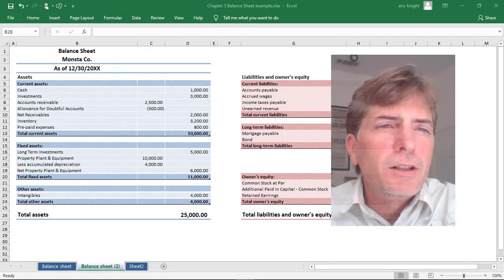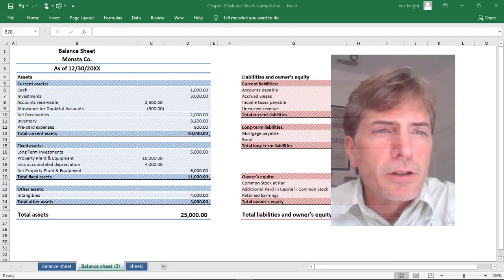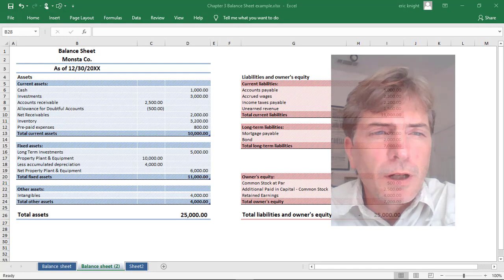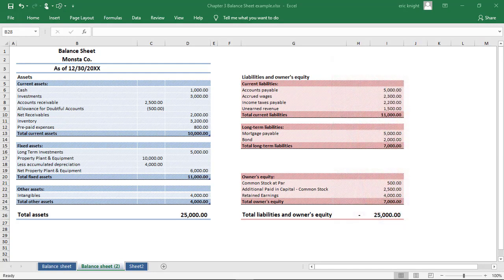So in this lecture, we're going to continue going through the balance sheet for Monsta. Now we've looked at some of the other stuff in the balance sheet, and we've ended up on the inventory. Since Monsta is a company that sells inventory as one of the key components of their operation, this is a very important item on the balance sheet.